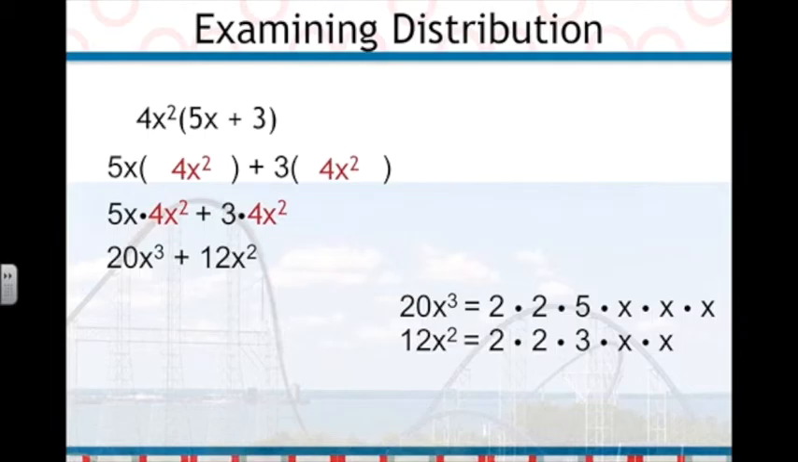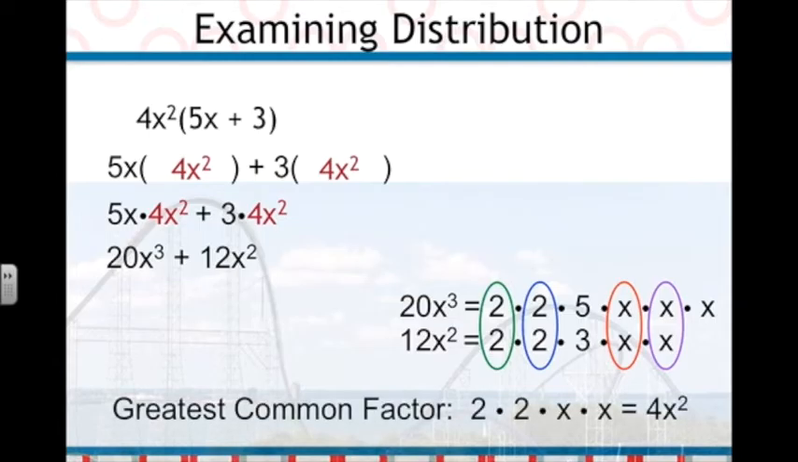Now that we have both terms factored completely, let's look at which factors they have in common. They each have a 2, another 2, an x, and another x. These are each common factors. But if we take all these and multiply them together, we get the greatest common factor, 4x squared, which is what we originally distributed. Identifying this is the key to factoring out a GCF.